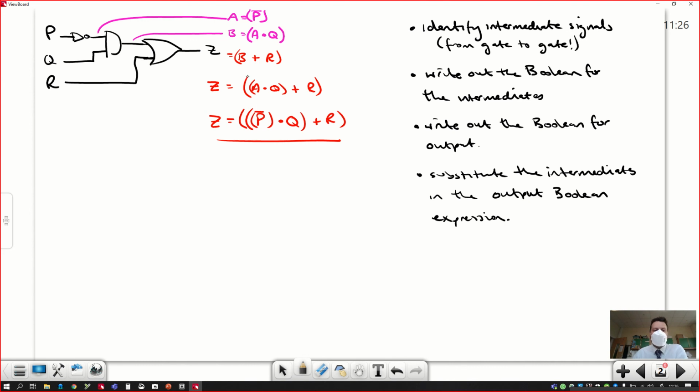That's how you get a Boolean term from a circuit. And vice versa, if you had a Boolean term, you should be able to draw a circuit from that. Okay.